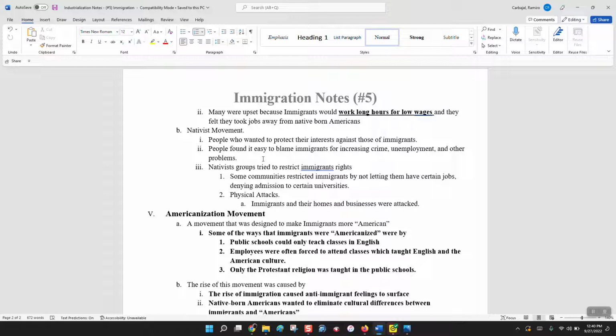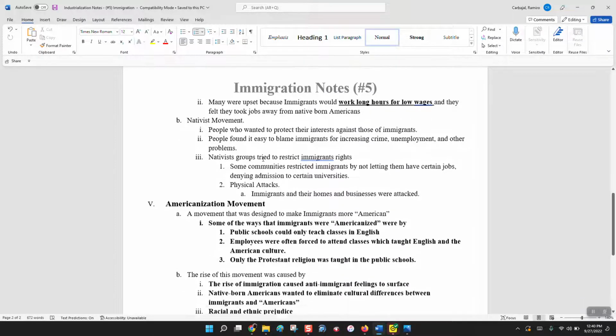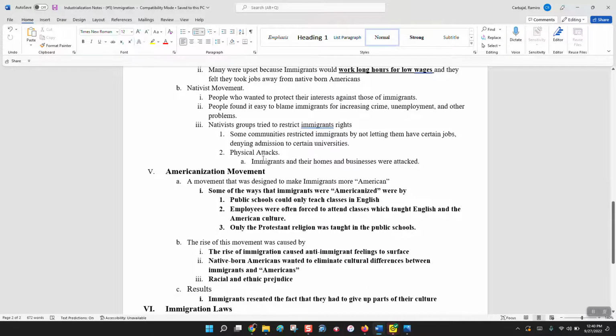And sometimes in the news, you hear that stuff today, about immigration. They wanted to restrict immigrant rights. They didn't want them to be able to work in all kinds of different places. You can't have certain jobs, you can't go to certain schools, and oftentimes this anger would turn to physical attacks, where maybe you lost your job because an immigrant took your job, and then you heard somebody else speaking another language, and you got so angry, and there were violent attacks on immigrants, their homes, and their businesses.